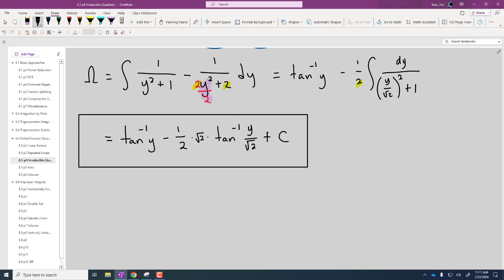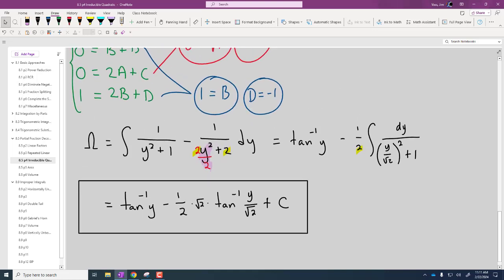All right, questions on any of those steps? Those inverse tangent integrals are going to be all over the place, so definitely want to practice those ones. They're always around.